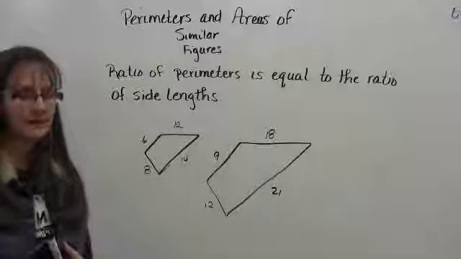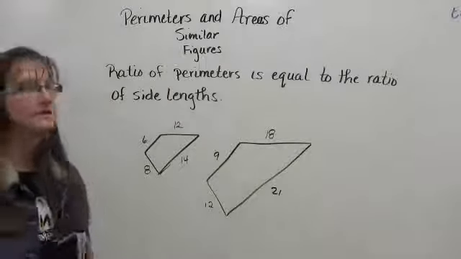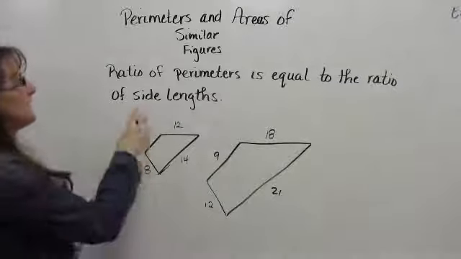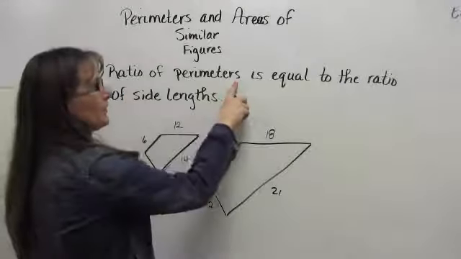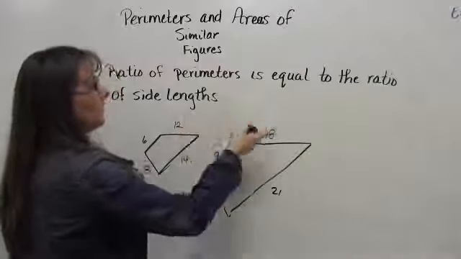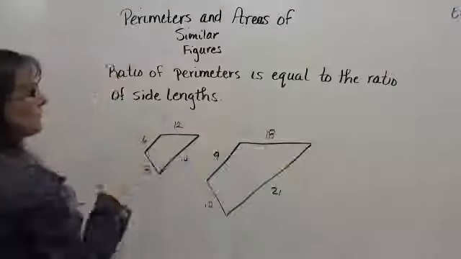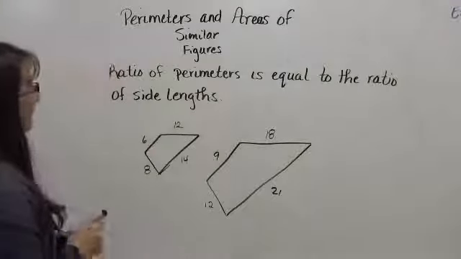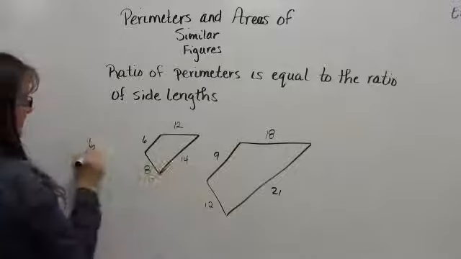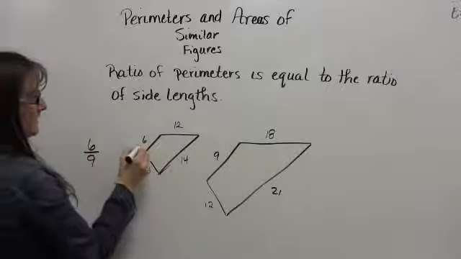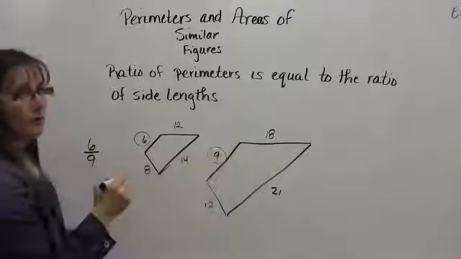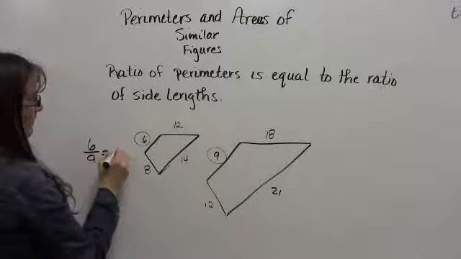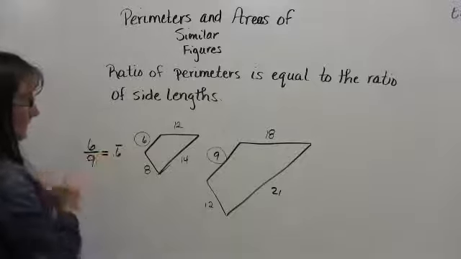Okay, today we're going to be finding the measures of similar figures. And what we know about similar figures is that the ratio of the perimeters is going to be equal to the ratio of side lengths. So what that means is, if I divided 6 by 9, 6 being the matching side, or the corresponding side to 9, I would get an answer of 0.6 repeating.